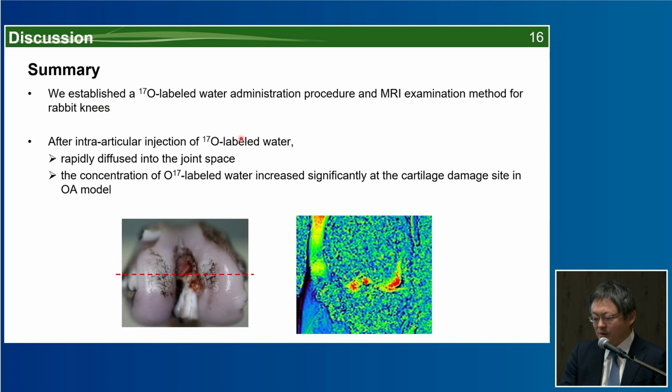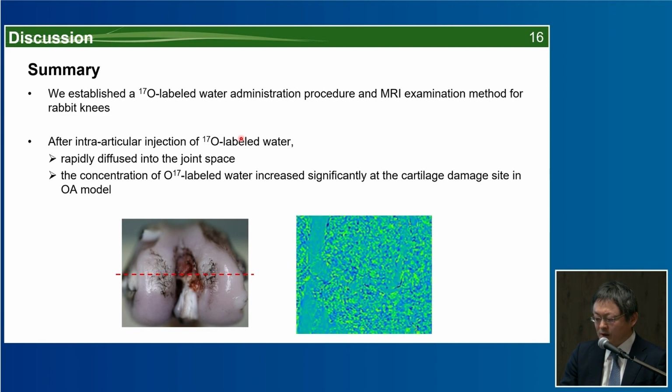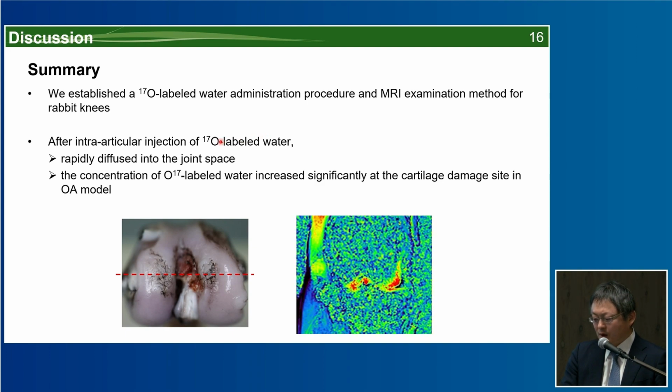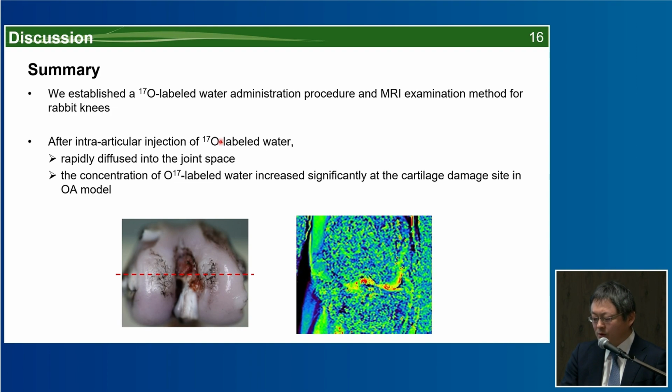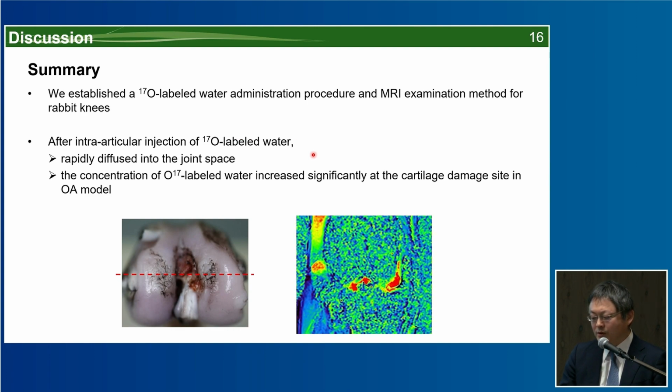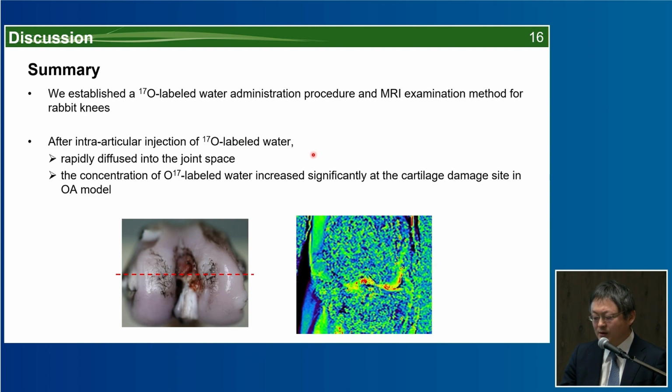In summary, we established a 17O labeled water injection procedure and an MRI examination method for rabbit knees. After injection of labeled water, water rapidly diffused into the joint space, and the concentration of the labeled water increased significantly at the damaged site.